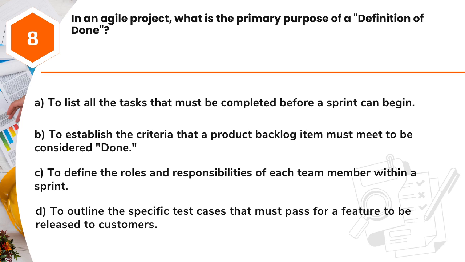Question 8. In an Agile project, what is the primary purpose of a definition of done? A. To list all the tasks that must be completed before a sprint can begin. B. To establish the criteria that a product backlog item must meet to be considered done. C. To define the roles and responsibilities of each team member within a sprint. D. To outline the specific test cases that must pass for a feature to be released to customers.